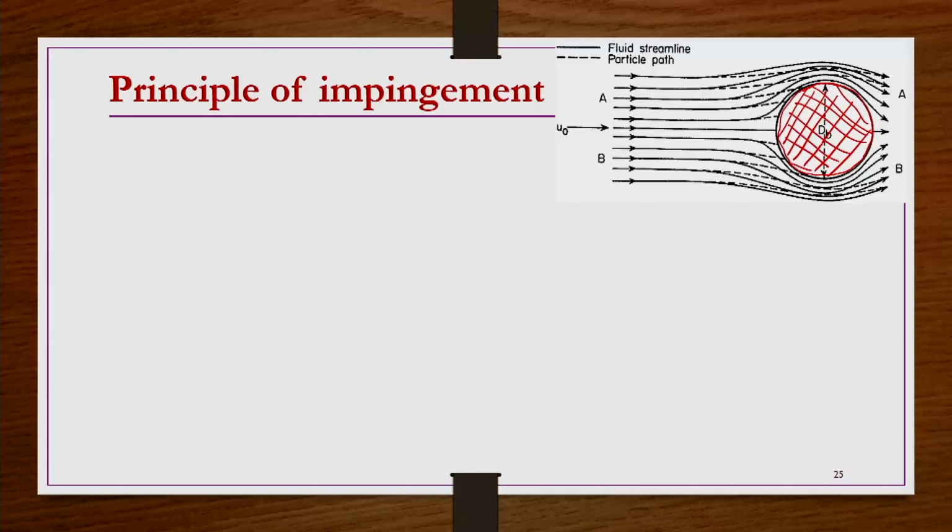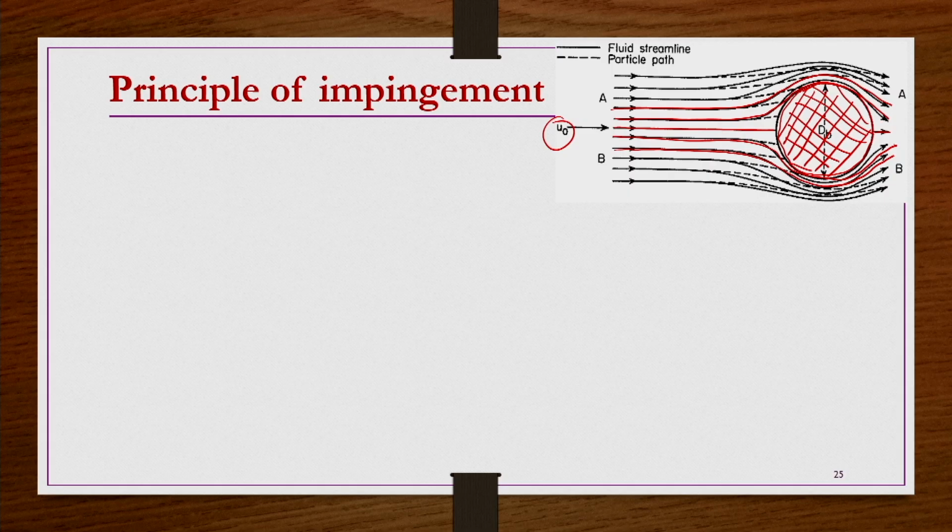Okay. So, now here a fluid carrying particles is coming with a velocity u naught, right. So, then the fluid will have streamlines like the solid lines shown here, like this, okay. The solid lines shown are in general the streamlines that you find when a fluid is flowing across an object like this.